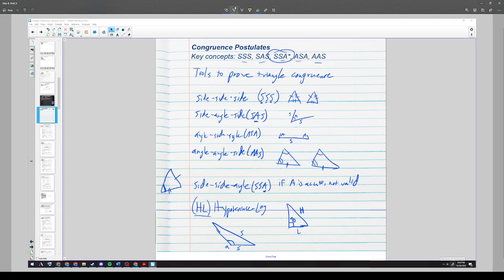I guess naming it in the same order would be like side-side-obtuse. That would be a valid thing, just like HL is. But you'll never see this in notes, and you'll probably always see that it says you're not allowed to use this, but realistically it does work as long as this is not acute. So HL is one you'll probably see showing up. I don't know what to tell you about it. It's just what it is.